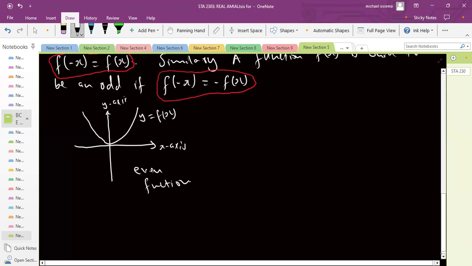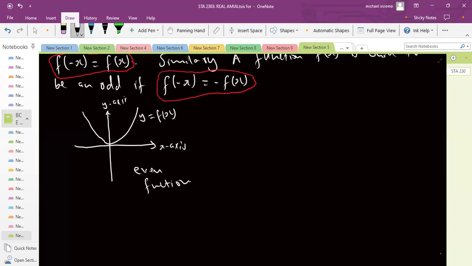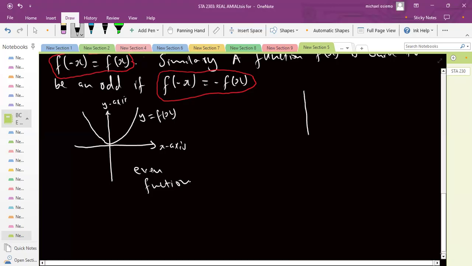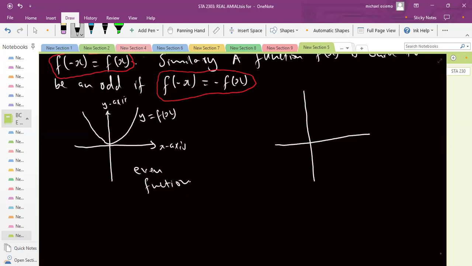So we can do the same for an odd function, and then you see how it resembles. For the odd function, you can have a graph like that. And then for this one here, I have maybe a function of the form.